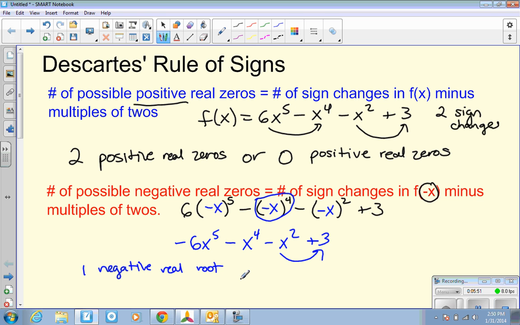So now, let's do another example. Again, remember, one question you might have is, why didn't I subtract the multiple of 2 here? Well, if I subtract 2 from 1, I get negative 1. Well, I can't have a negative number of roots. And so we don't count this as 1 or 0. It's just 1. There must be 1.